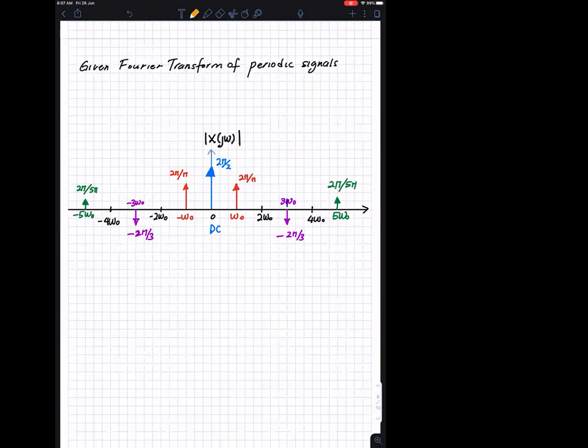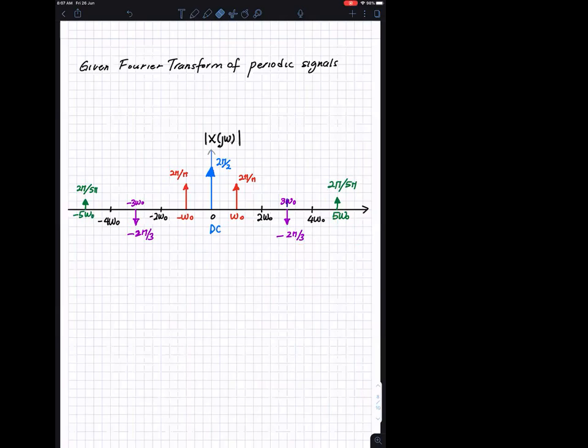Then it's 0 over here, there's nothing. It's 0 at plus minus 2 omega naught and plus minus 4 omega naught. There are no signals. Then plus minus 5 omega naught, there's also an AC signal. They usually come in pairs when you represent them mathematically on this diagram.